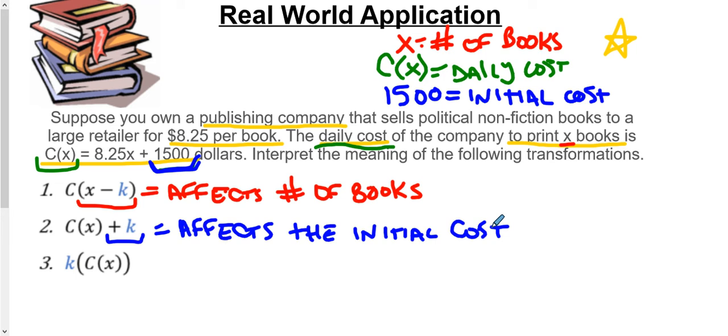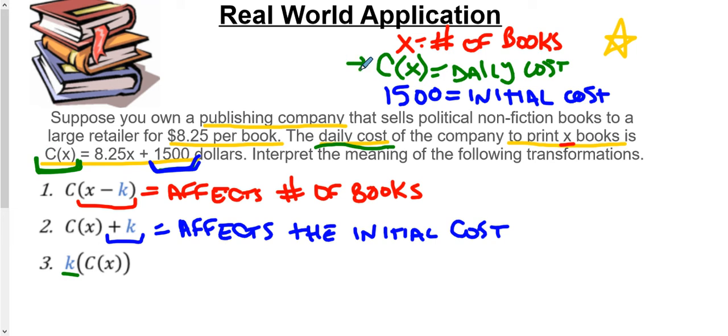So let's take a look at the last one. We have that k up front, and it's multiplying the entire c of x inside, right? And we have already looked at what c of x means. C of x means the daily cost, right? So it's right up here. C of x is the daily cost.